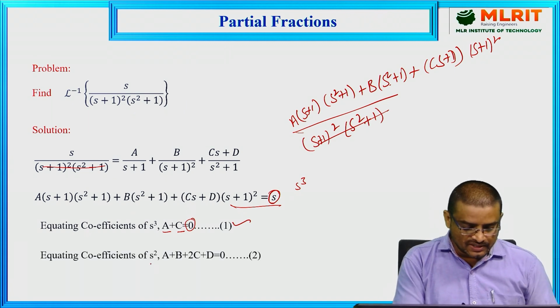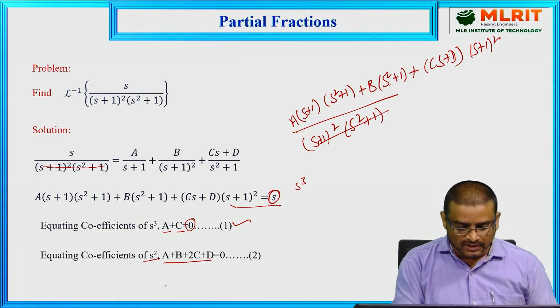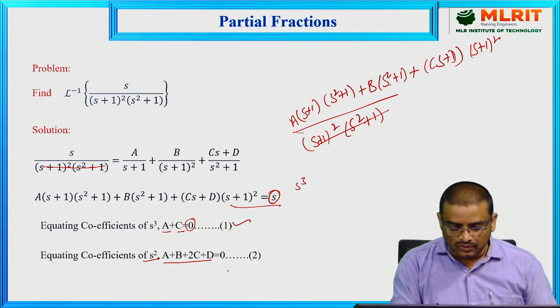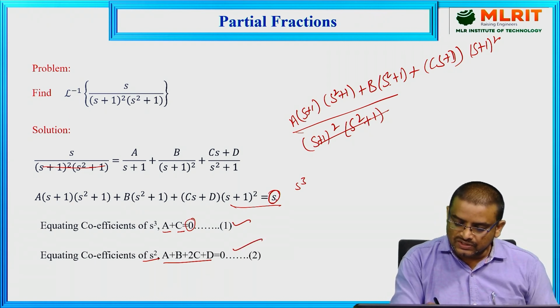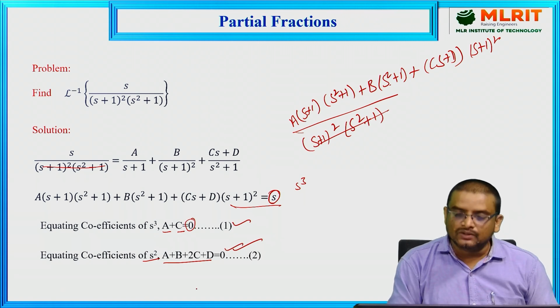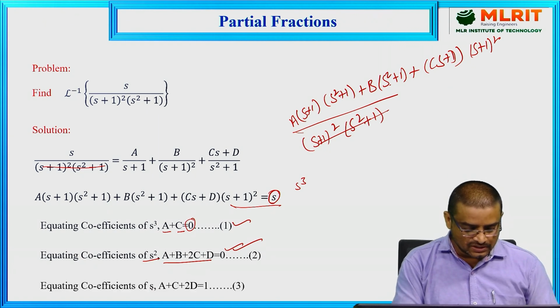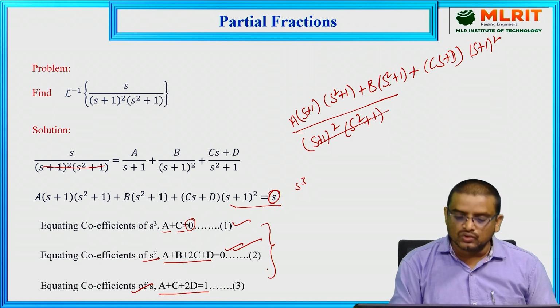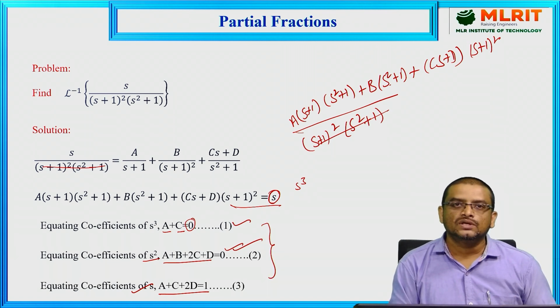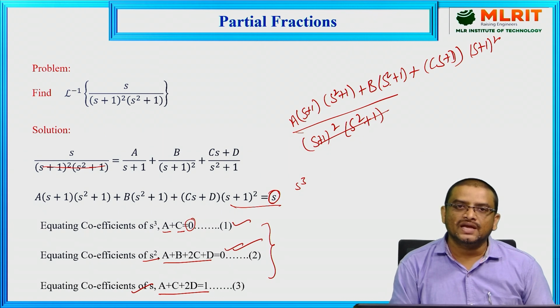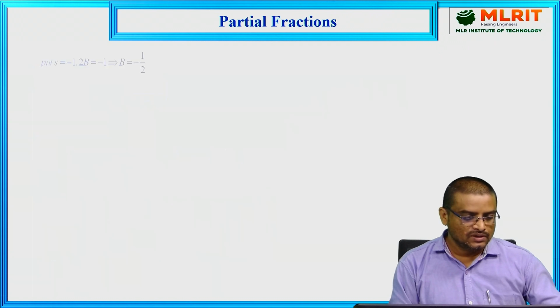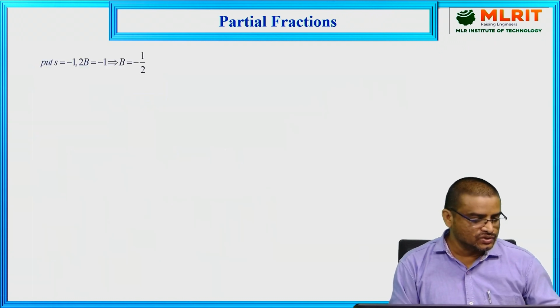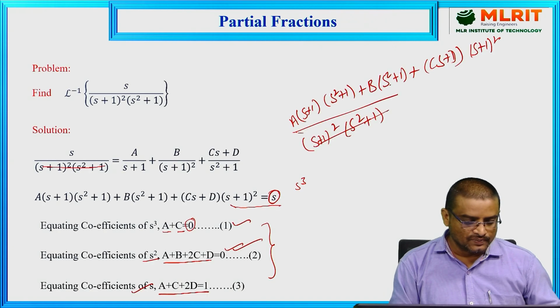Now go for s square coefficients. You will get a plus b plus 2c plus d equal to 0. Here we don't have an s square term either, so we take the coefficient of s square equal to 0. Similarly go for the coefficients of s terms, and you will get this. Now our task is to solve these equations to get the values of a, b, c and d. So how can you solve this? Let us see. Now put s equal to minus 1 here. Suppose you go back to the previous slide.